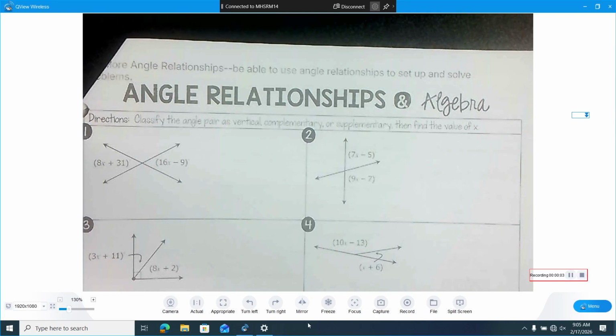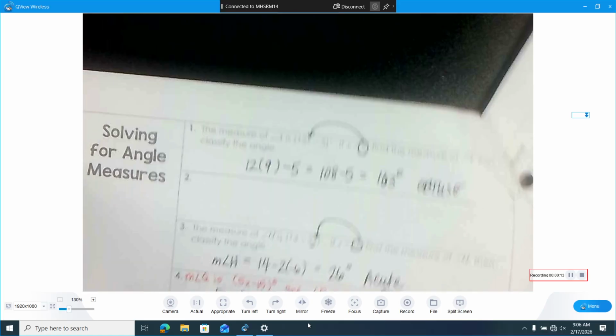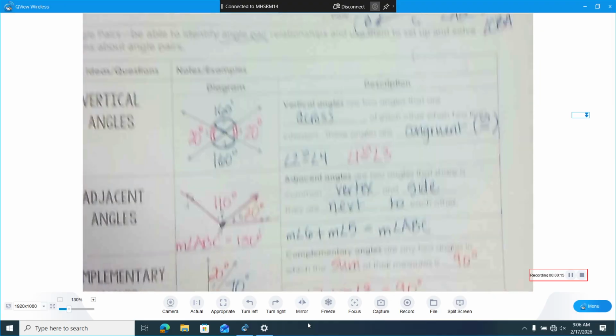You guys, we have been talking about different kinds of angles and angle relationships. And I know it's been a very, very long weekend. And so I'm going to flip back a little bit to remind ourselves of what we were talking about last week.